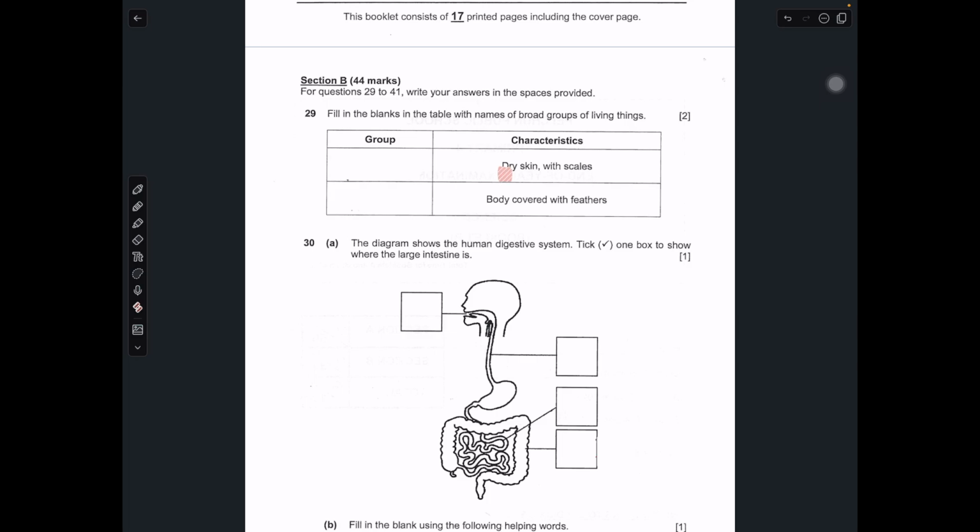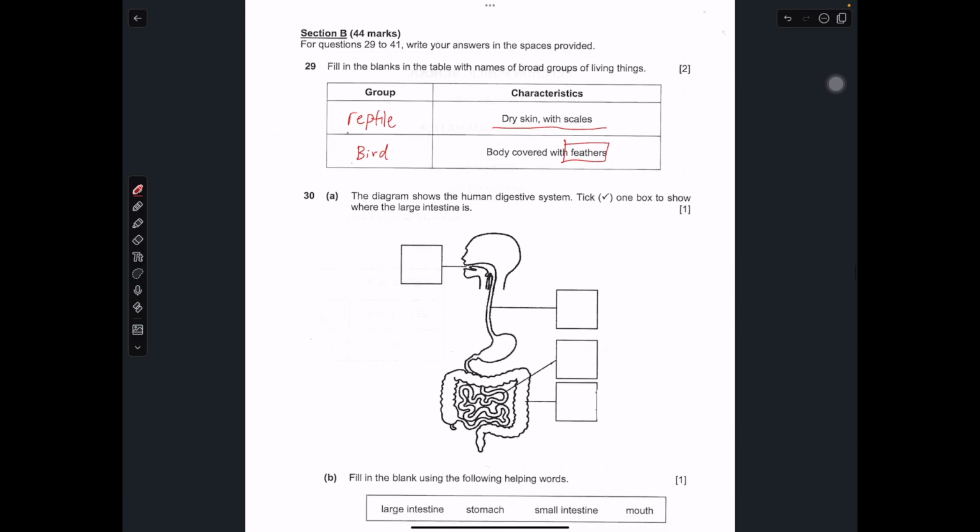Dry skin with scales, it will be a key characteristic of reptiles. Okay, reptiles. That will be the key group that we will group them in. Body covered with feathers. Okay, feathers, it must be bird.